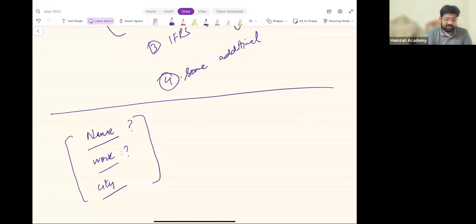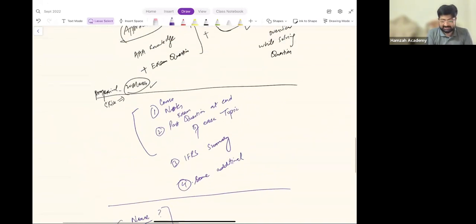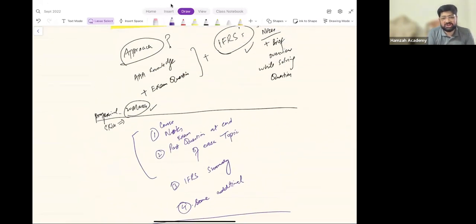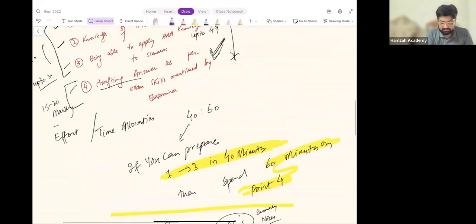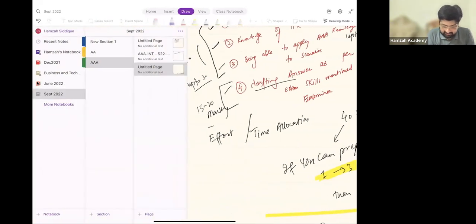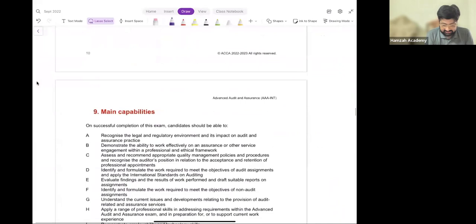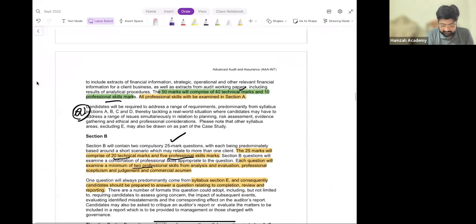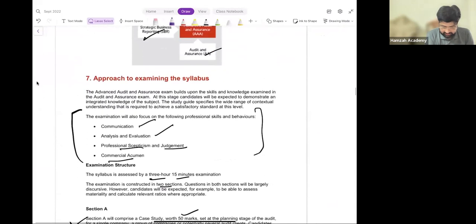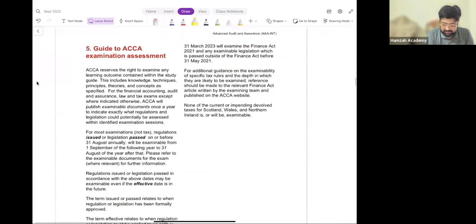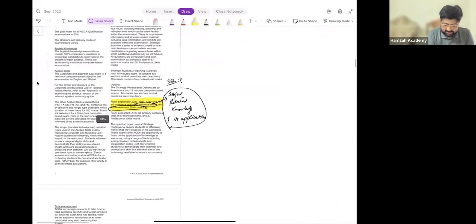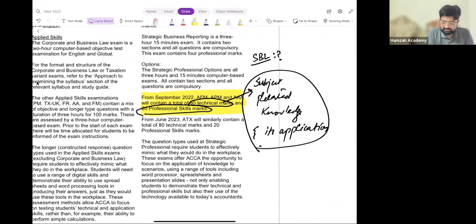Now, one student asked me what is the addition in the syllabus, what is the change. There is no change in the syllabus. The change is 20 marks per question, which I identified at the start. The paper marks distribution is the difference. These skills are going to be tested for 20 marks here.